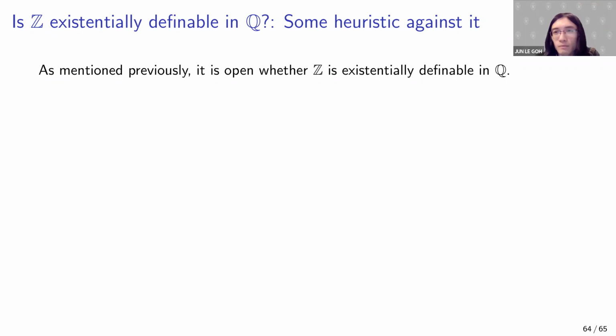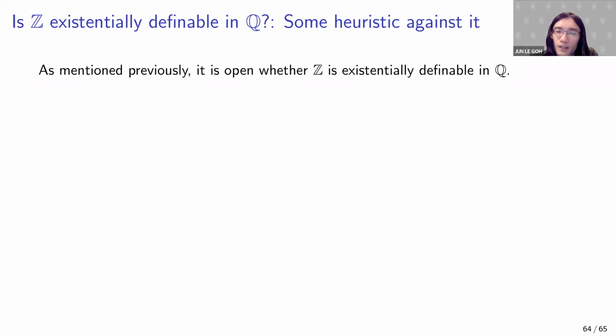I'm not making any claims here as to whether this answer should be yes or no, but I'm just giving this to you. You can interpret it yourself. So, it's open whether Z is existentially definable in Q.